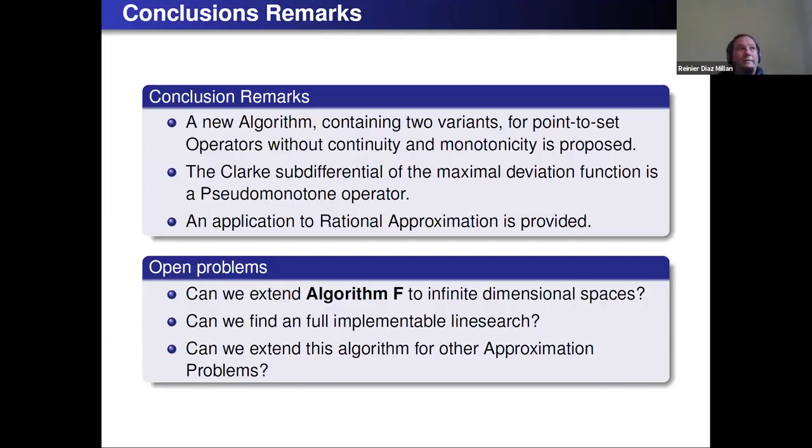But if we don't have an operator that is so easy, what happens? And also, can we extend this kind of algorithm to other approximation problems, piecewise polynomials, for example, piecewise rational approximation? This can also be done.